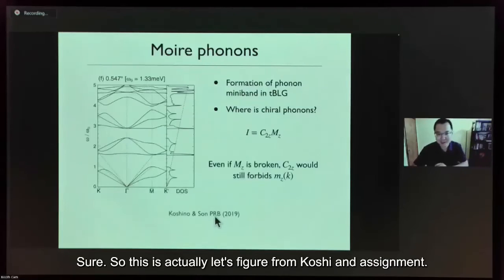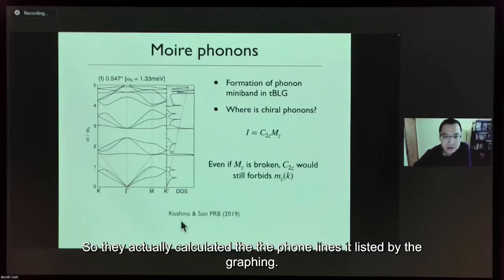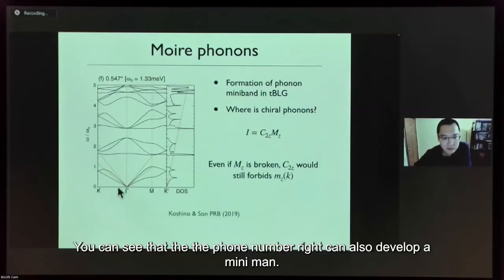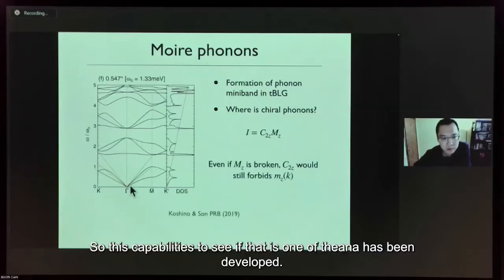Sure. So this is actually a figure from Koshino and Son. They calculated the phonon band in twisted bilayer graphene. You can see that the phonon band can also develop a mini band. So those K bar, gamma bar are the high symmetry points. In the moiré program you can even see a flat phonon band that has been developed. However, if you focus on the K points, you see that these two acoustic modes will touch each other here. These two optical modes will touch each other there.